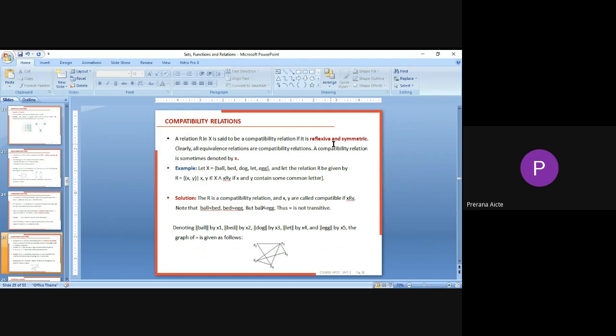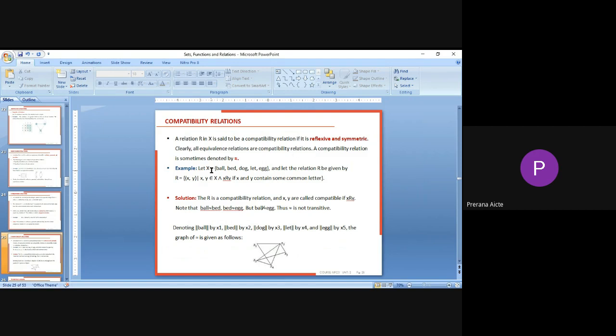So clearly all equivalence relations are compatibility relations. Why? Because an equivalence relation means the transitive property also needs to be followed. But if you follow only these two properties, then it is called a compatibility relation.